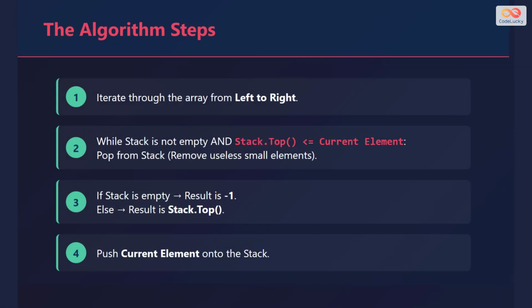Here is the algorithm. We iterate through the array once. For each number, we check the stack. If the top of the stack is smaller than or equal to our current number, we pop it off. We keep popping until we find a number bigger than our current one, or the stack becomes empty. That bigger number is our answer. Finally, we push our current number onto the stack.